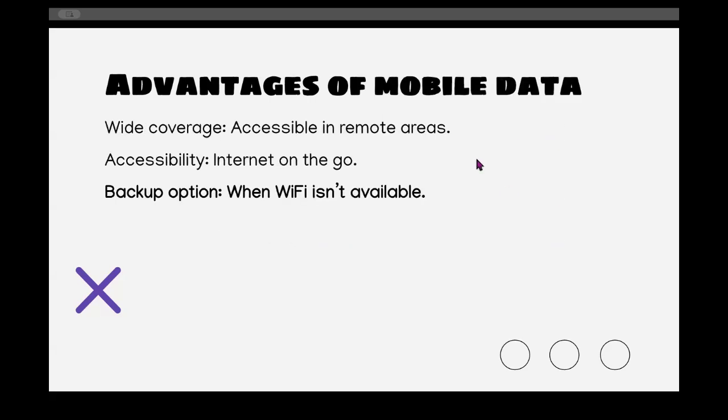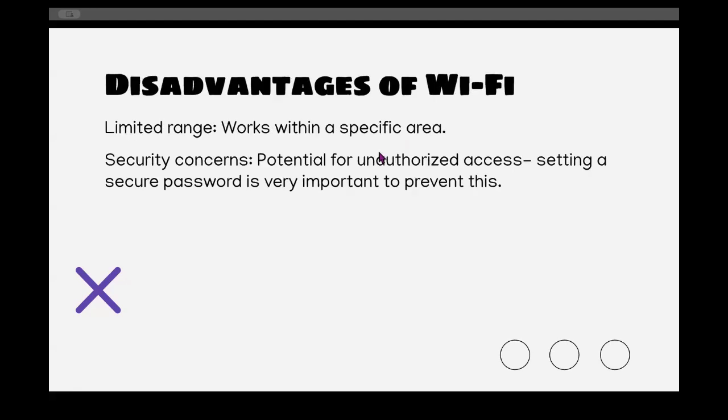On the other end, the advantages of mobile data, just to reiterate, are wider coverage. You can access it in remote areas or areas where you don't have a router, like if you're not indoors. And then from an accessibility standpoint, it's essentially internet on the go. So it's a great backup option when Wi-Fi isn't available to you.